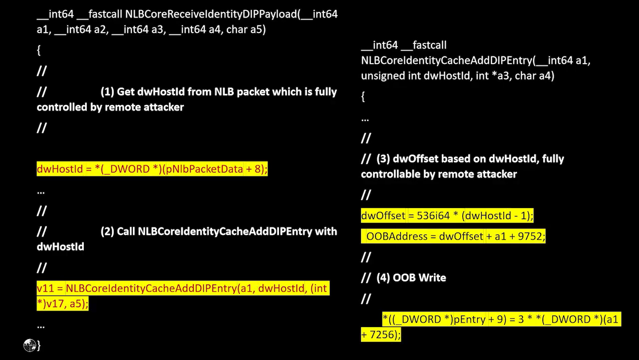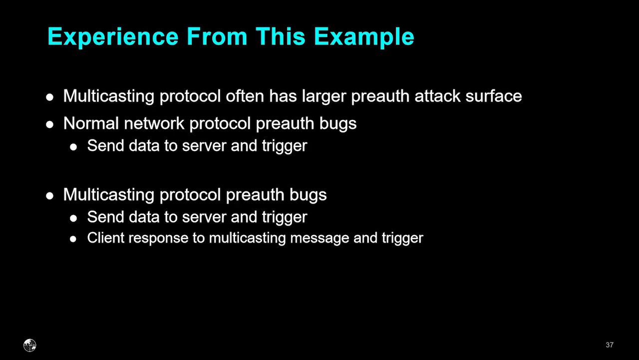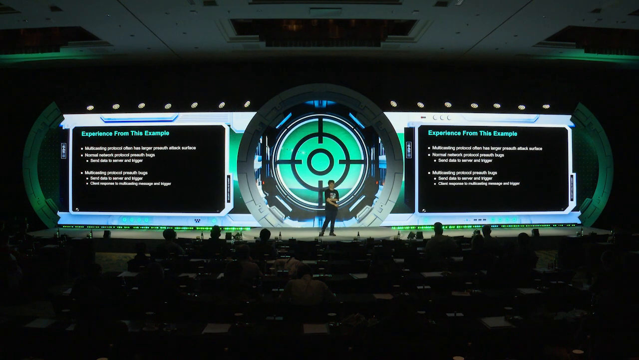And the bug is very simple. You can see it just gets an offset from the heartbeat packet and uses that offset directly to write to a heap buffer without any validation. What we learned from this example is that a multicasting protocol often has a larger attack surface than normal network protocols, because you have more chances to trigger it on both the server and the client sides.